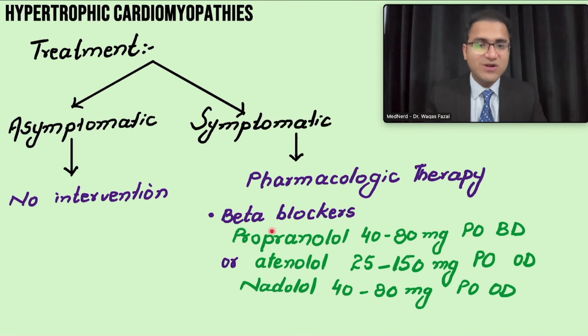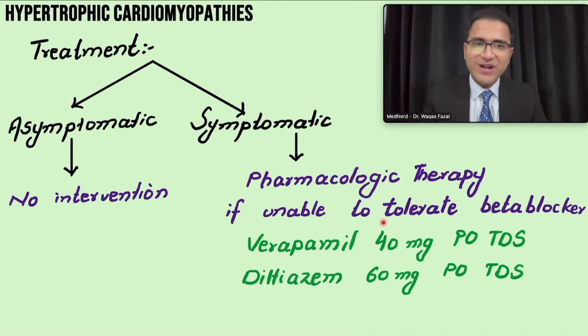Therefore, beta blockers are given. Propranolol 40 to 80 mg per orally BD. Atenolol can also be given 25 to 150 mg per orally OD, or nadolol 40 to 80 mg per orally OD. If the patient is unable to tolerate beta blockers, like in cases of asthma or COPD where the patient has contraindication to it, you can use verapamil 40 mg per orally TDS, a calcium channel blocker, or diltiazem 60 mg per orally TDS.